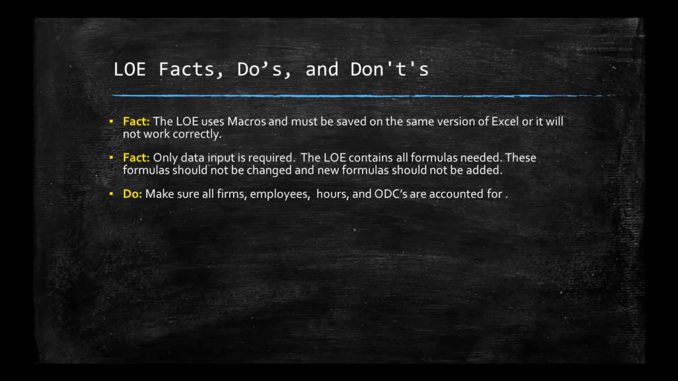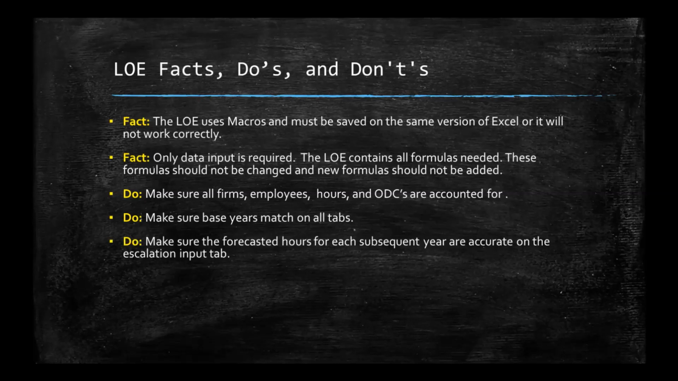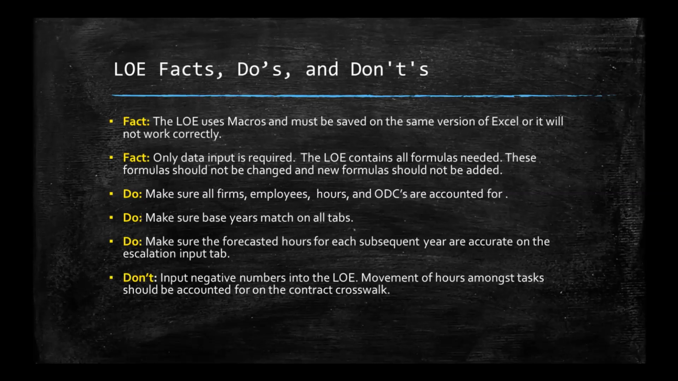Do: make sure all firms, employees, hours, and ODCs are accounted for. Do: make sure base years match on all tabs. Do: make sure the forecasted hours for each subsequent year are accurate on the Escalation input tab.